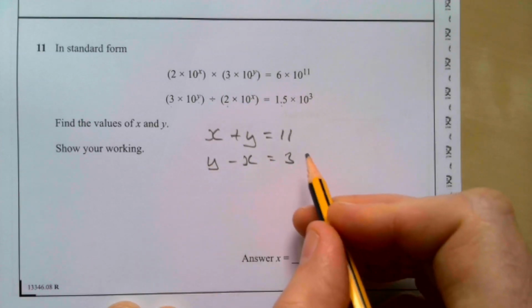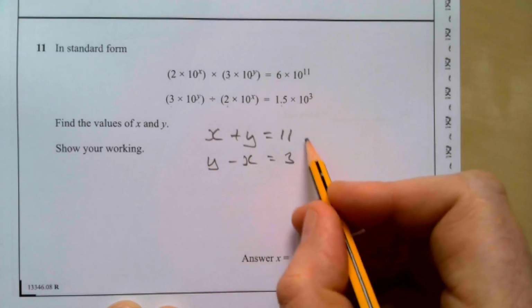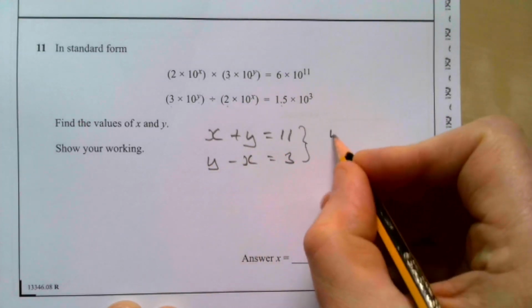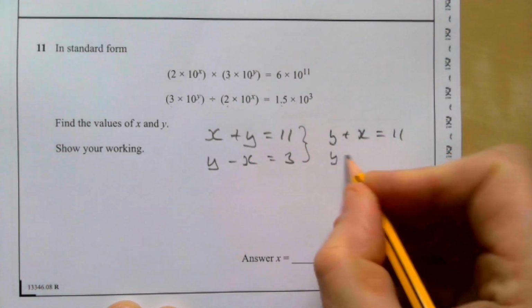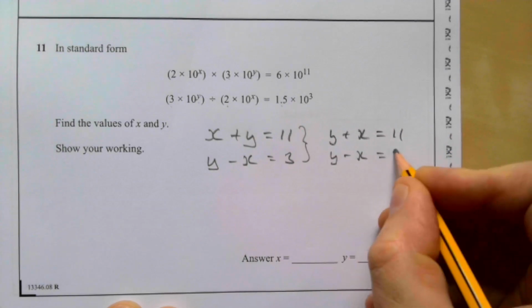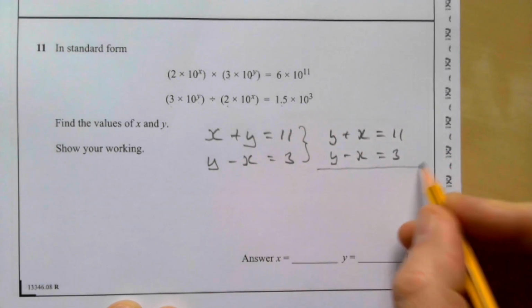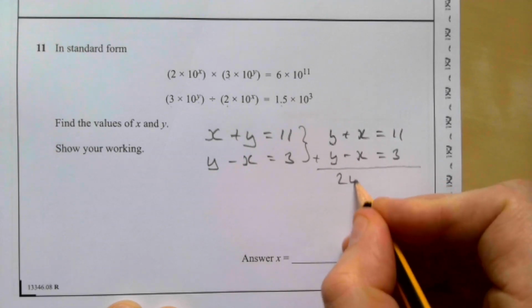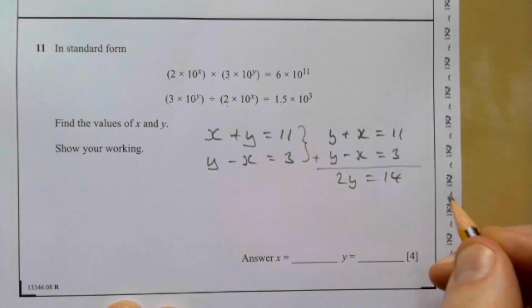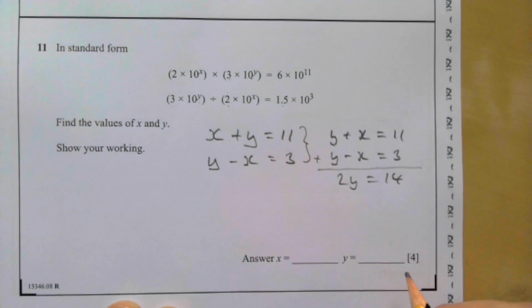This is simultaneous equations. Now I don't like the way these are written, so I'm just going to rewrite them here. I'm going to go y plus x equals 11, and then y minus x equals 3, and if I add these, then the x's are going to disappear. Y plus y is 2y, and that gives me 14. So that means y is 7.